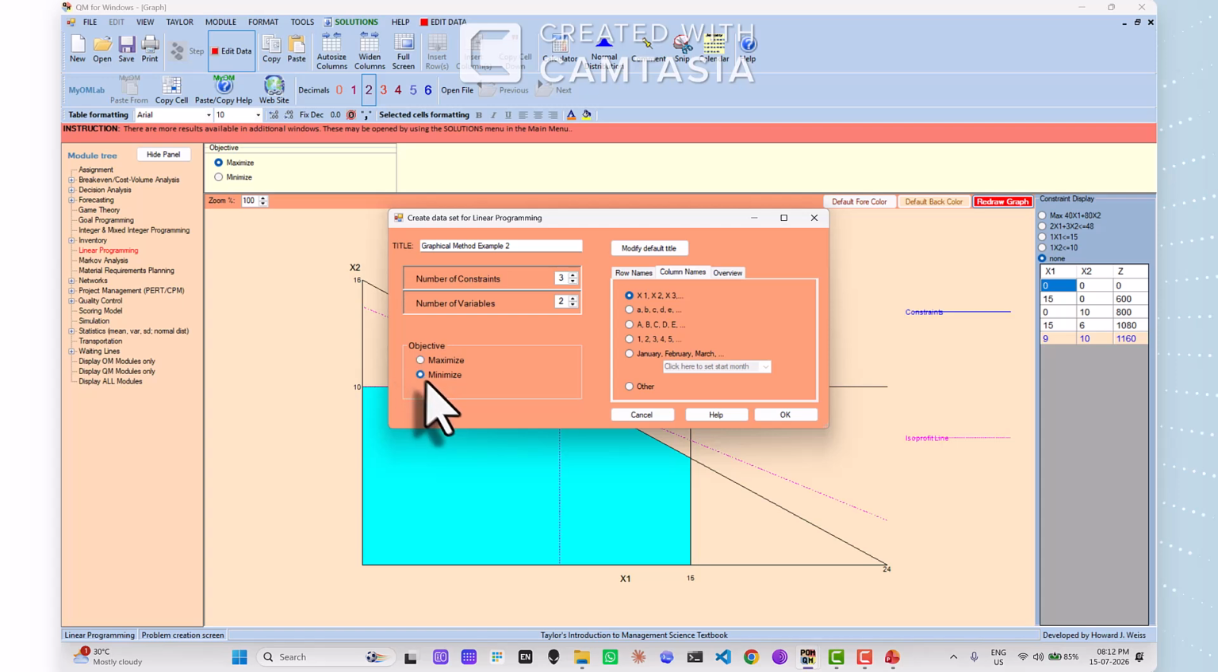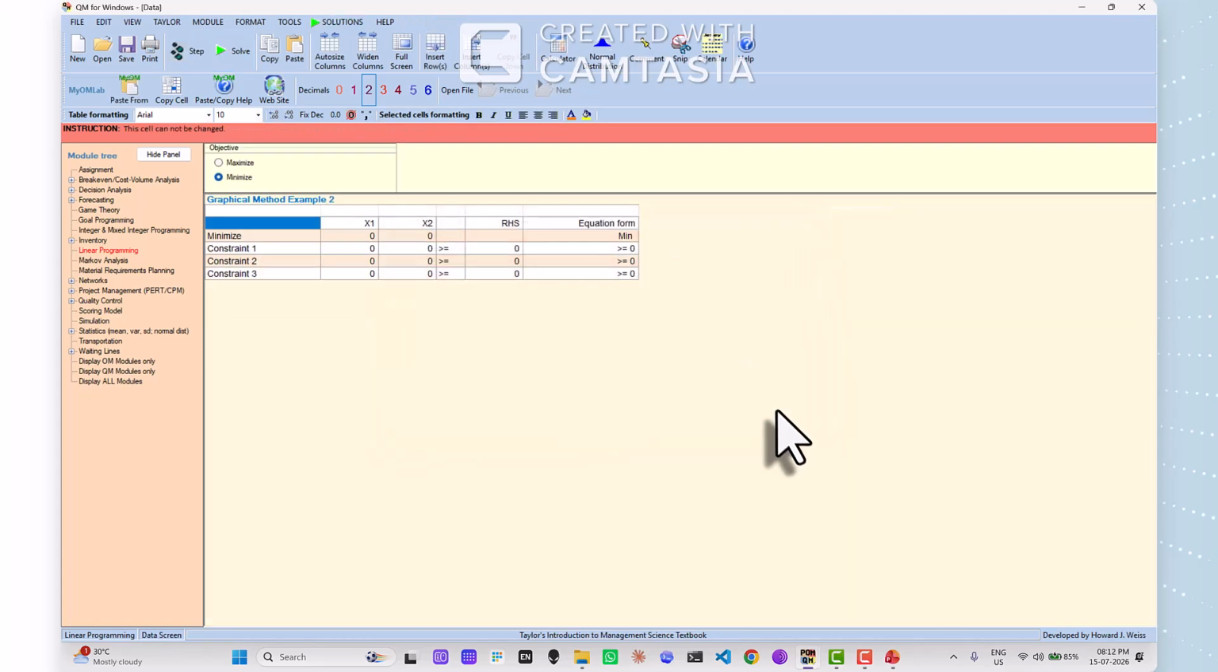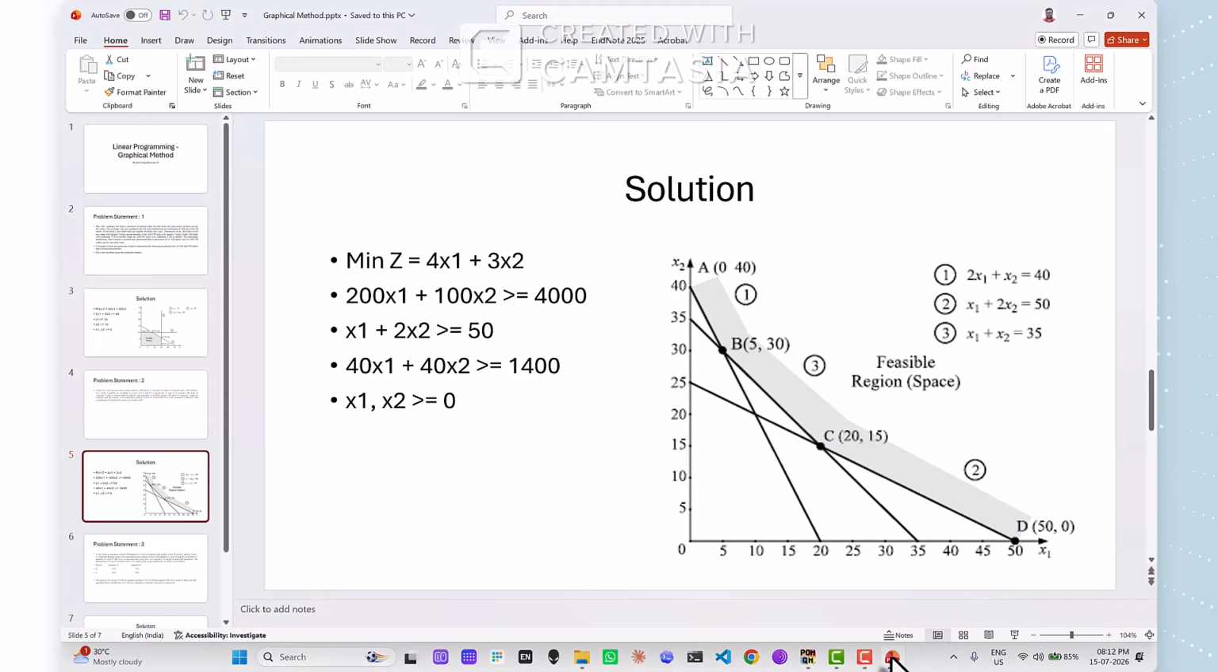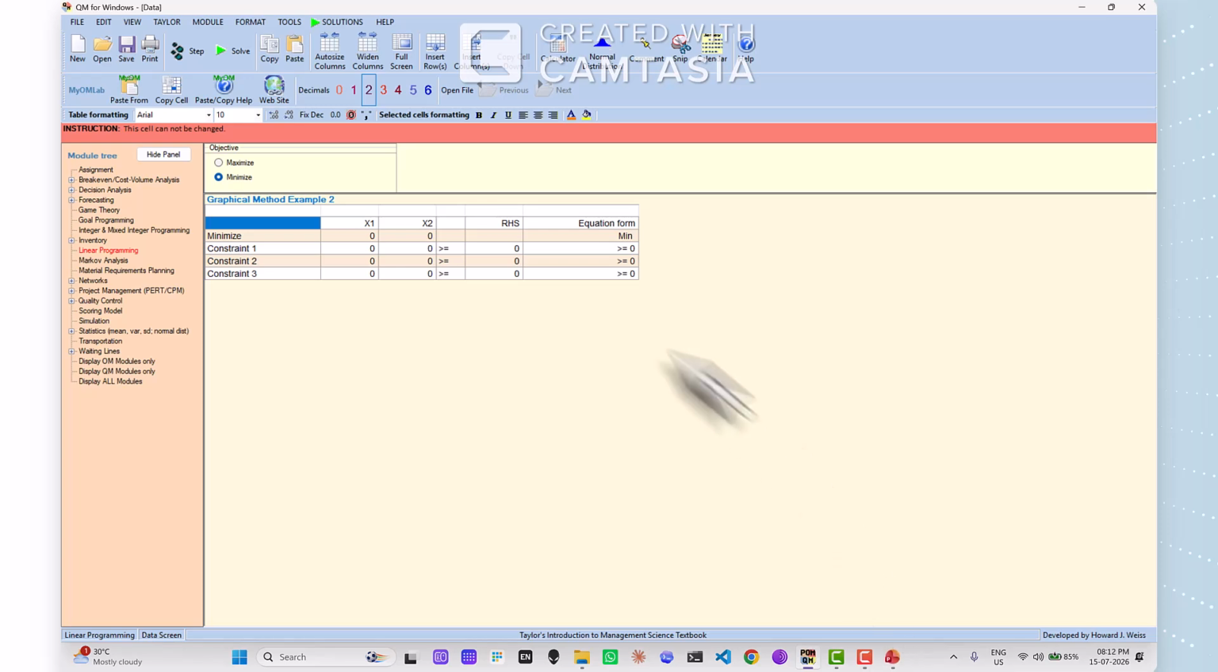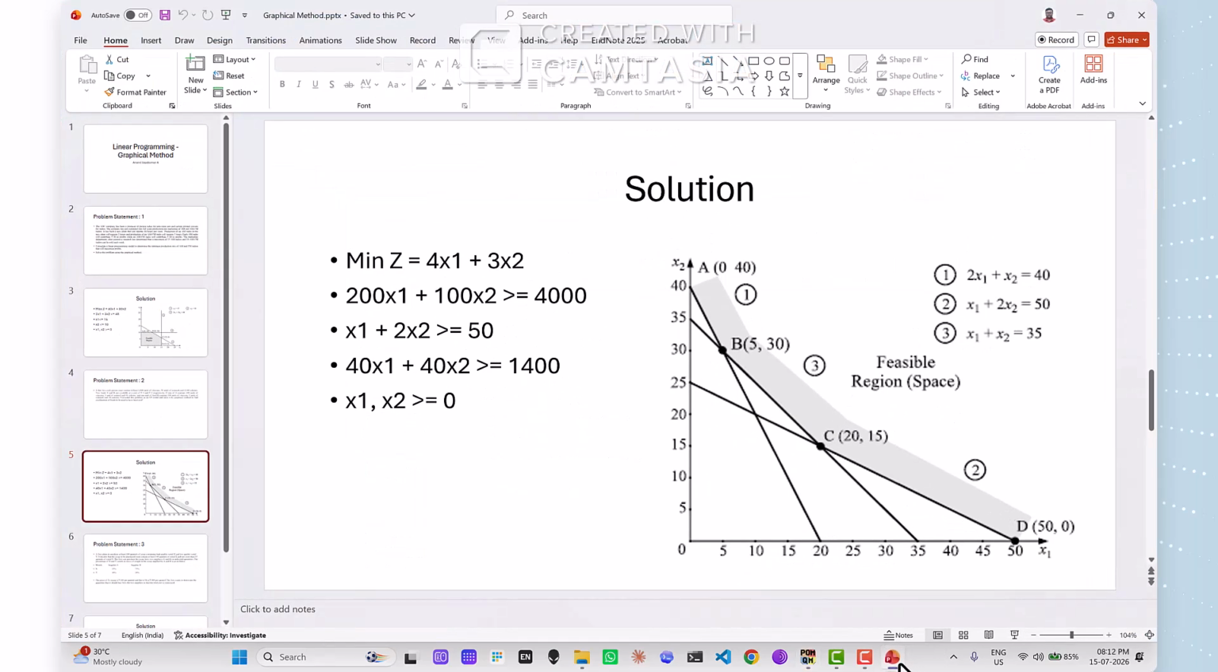So we are selecting minimize option. Row names are constraint 1, constraint 2 and constraint 3. Column names are x1, x2, x3, and we are going to give it as OK. Now it is minimize 4x1 plus 3x2. So what is our constraint 1?